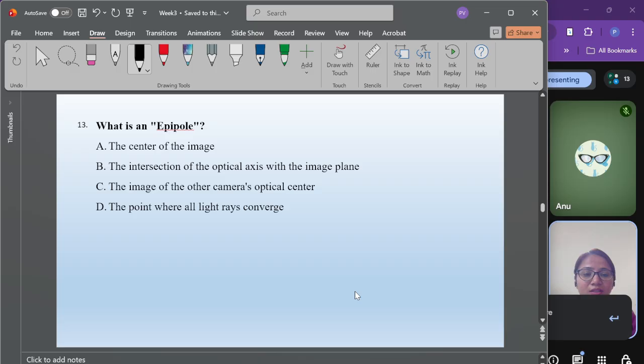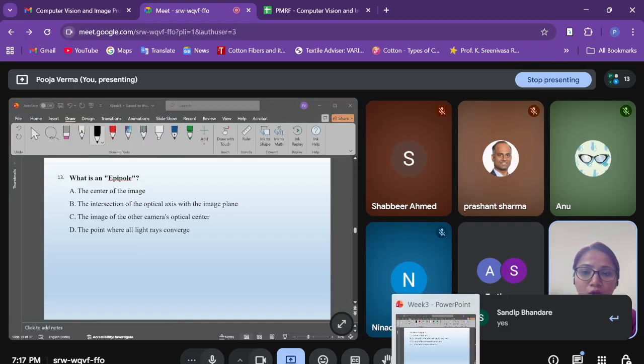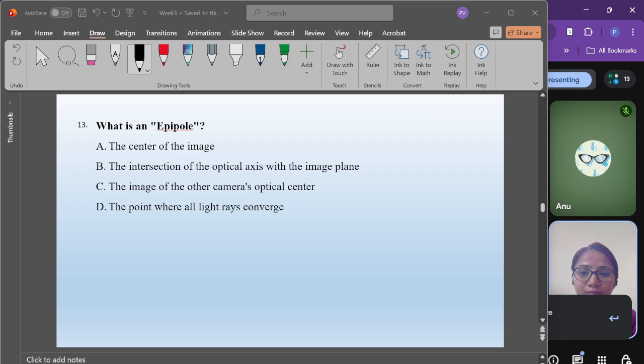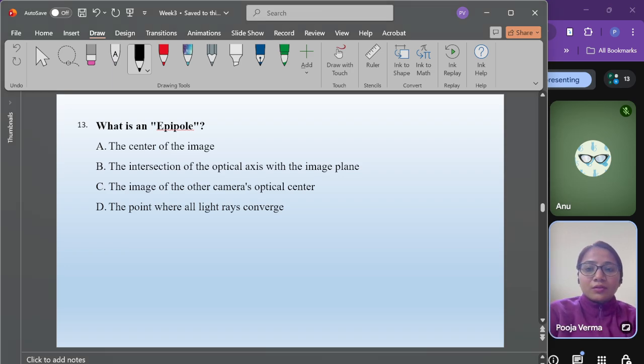Now the next question is a theoretical one. What is an epipole? Option A, center of the image. Option B, the intersection of the optical axis with the image plane. Option C, the image of the other camera's optical center. Or option D, the points where all light rays converge.